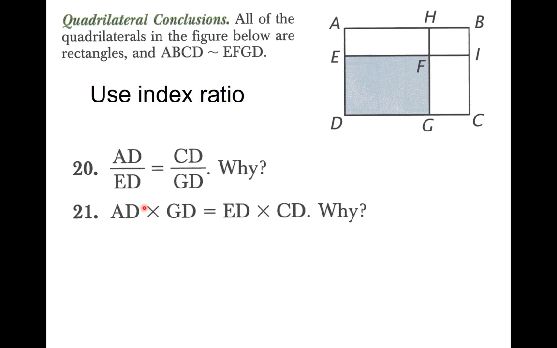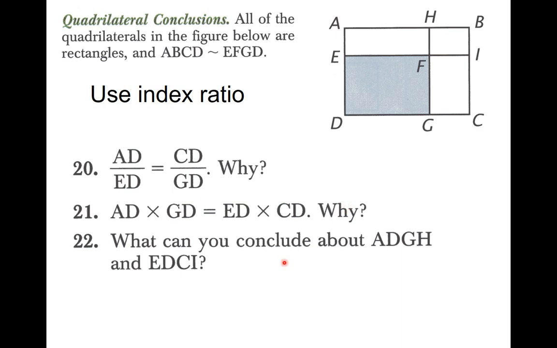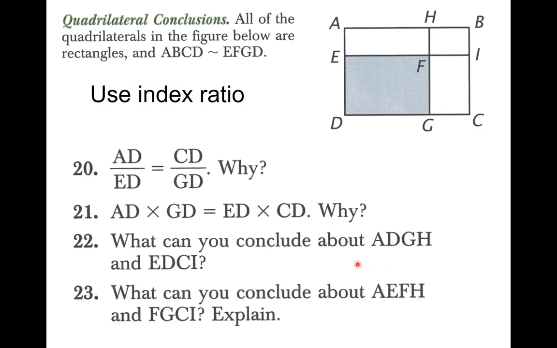After you've done that, move on to 21. How do we get from there to there? We need an explanation. And then what can you conclude about the 2 rectangles? And what can you conclude about 2 others here? A, E, F, H, and F, G, C, I. Let's take a look, think about those, and explain those 2.